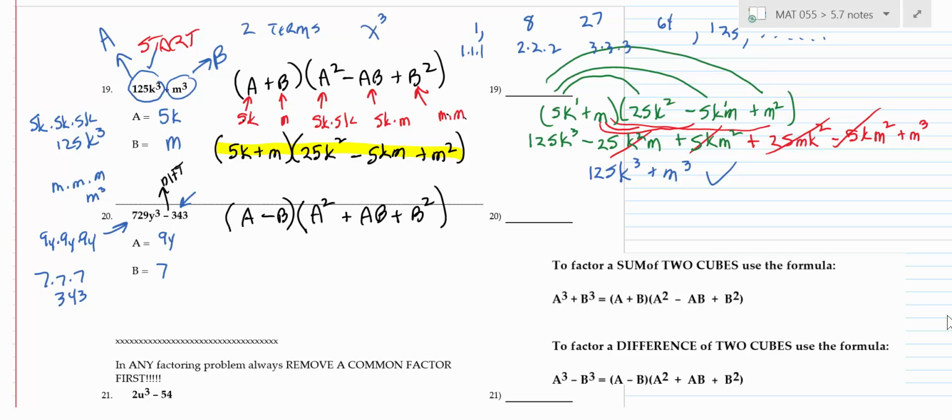So see how you do. If you know your formula and you can figure out A and B, then you should be able to do these okay. At least that's the theory.